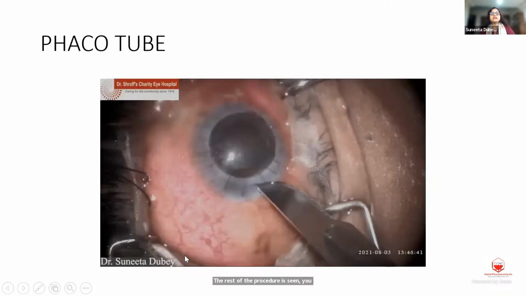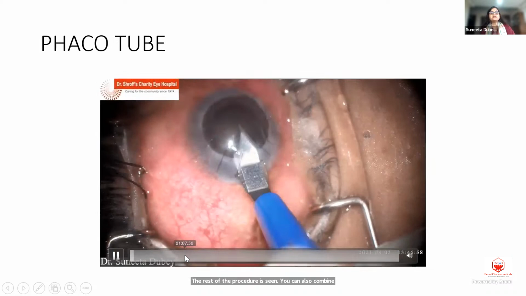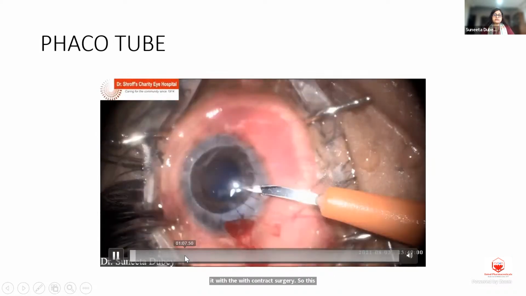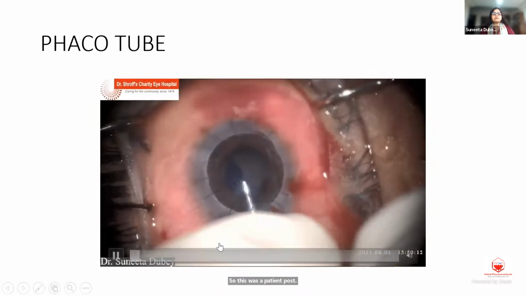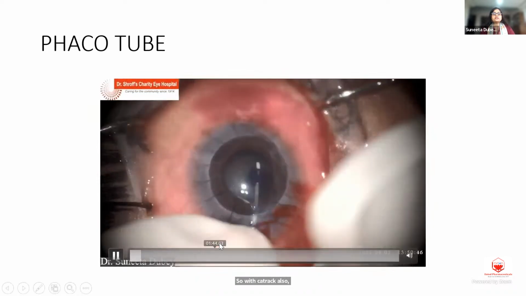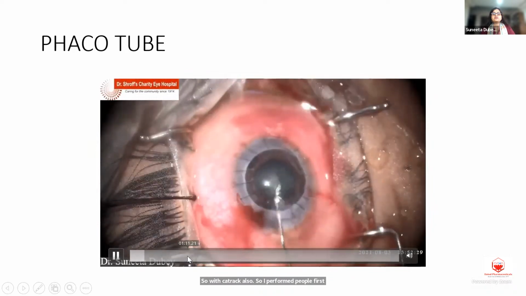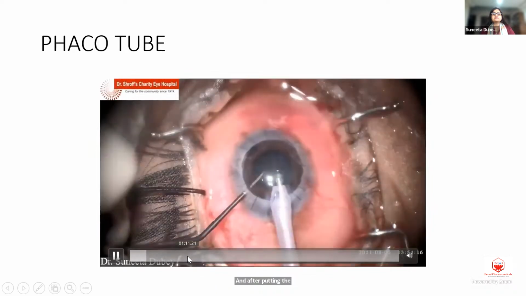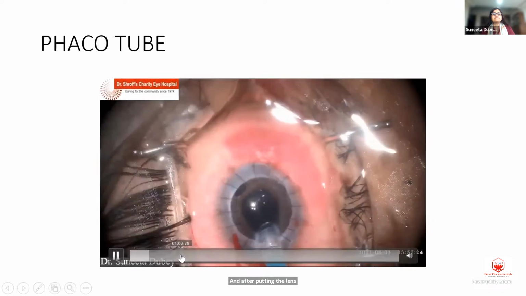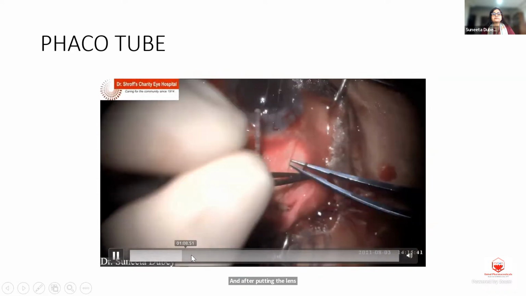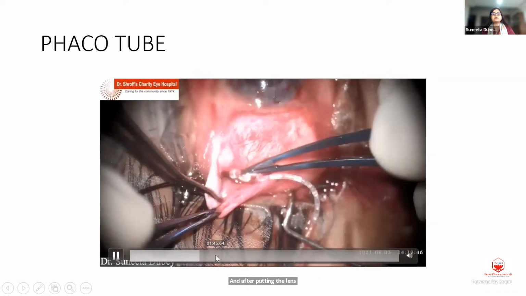You can also combine it with cataract surgery. This was a patient with post-PK glaucoma, with cataract also. So I performed phaco first, and after putting the lens, the tube was similarly placed in the superior-temporal quadrant.